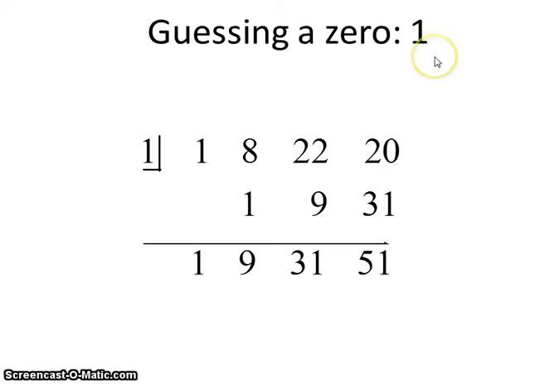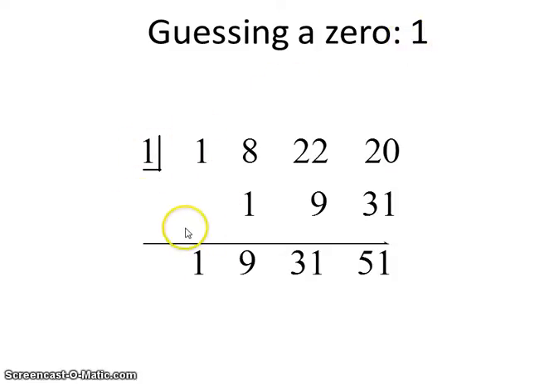So let's start with 1. That's always a good start. We just put 1 in our box. We use a positive 1 if we're guessing a positive 1 because we're basically guessing that x minus 1 is a factor. So if 1 is a zero, then the x minus 1 factor would become 0. So you do not change the sign if you're just guessing a zero. You just put that right in the box.